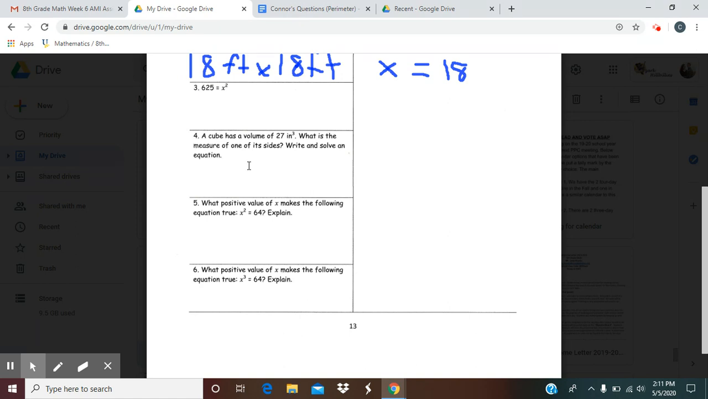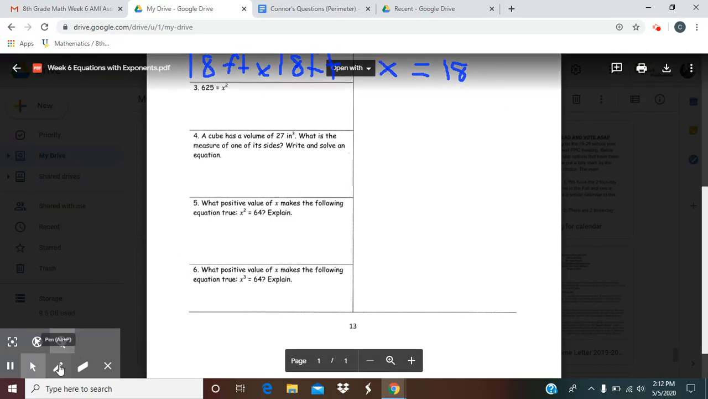Number 4 says a cube has a volume of 27 inches cubed. Remember, that's what we say whenever we have an exponent of 3. What is the measure of one of its sides? Write and solve an equation. So cube, remember, in case you forgot, is a 3-dimensional object where all of its dimensions are exactly the same. Every side of the cube or the box, however you'd like to think of it, is always the same size.